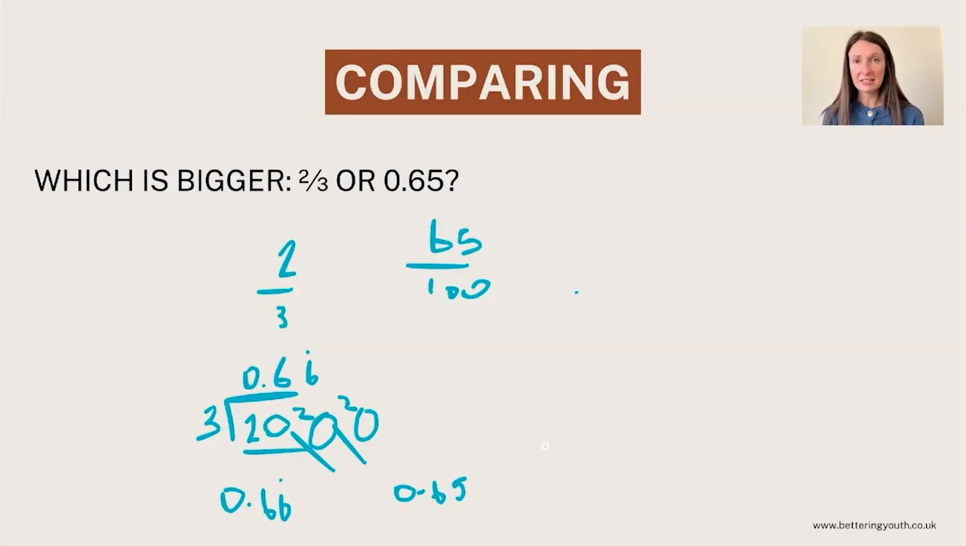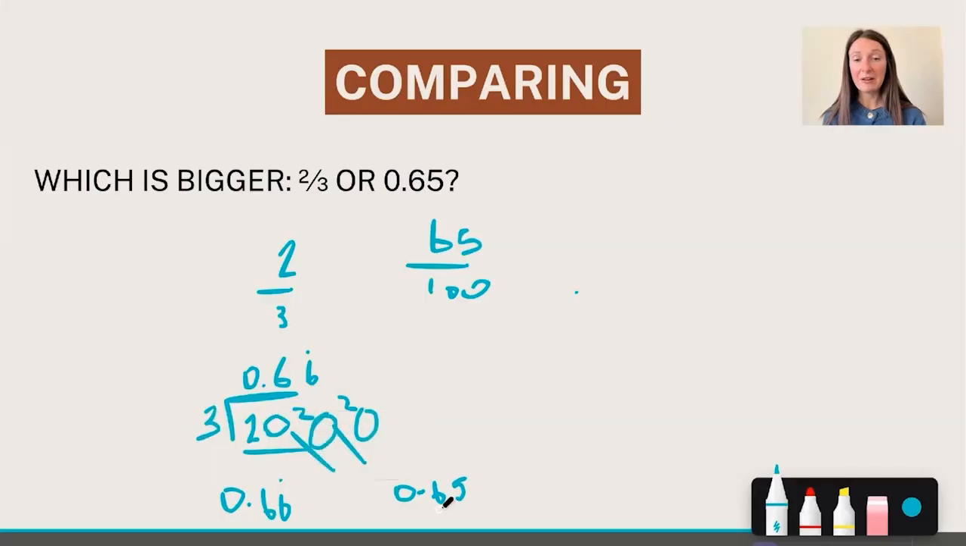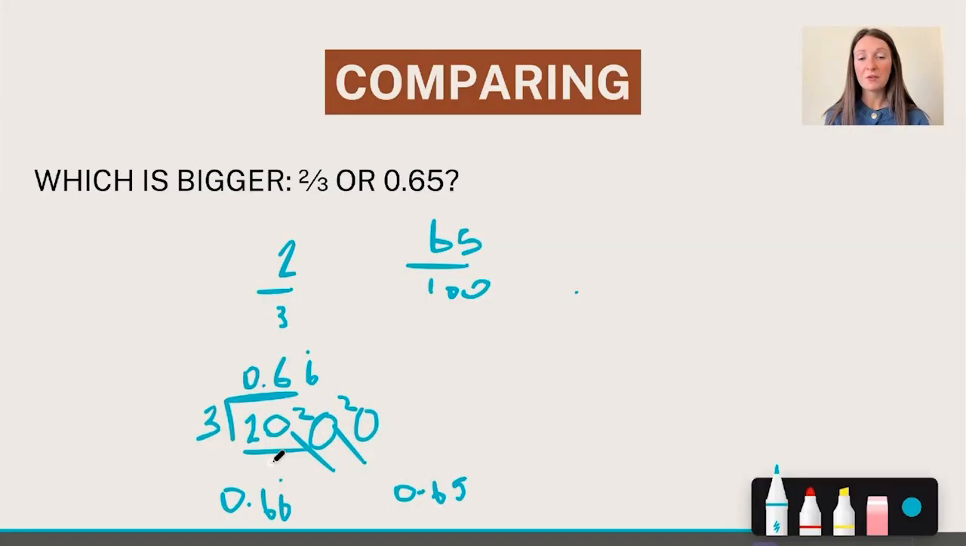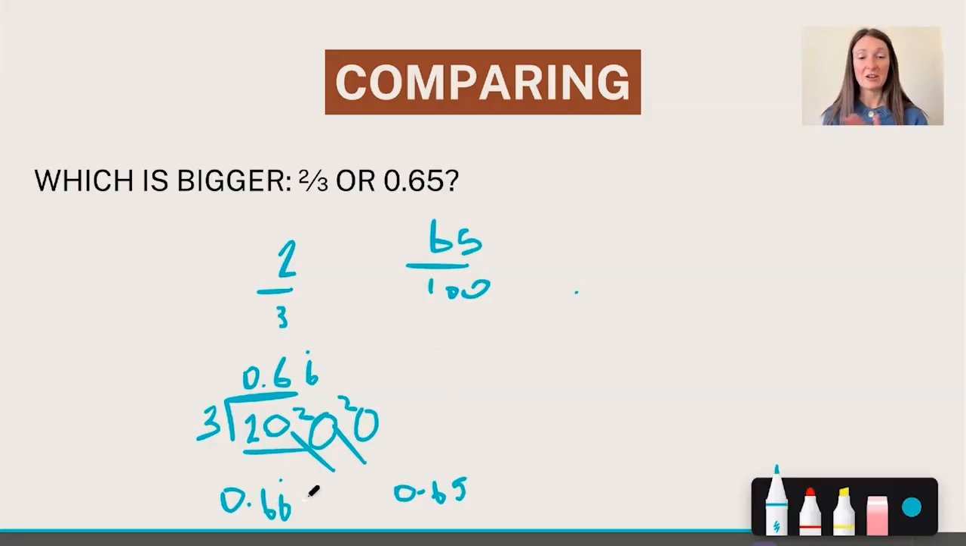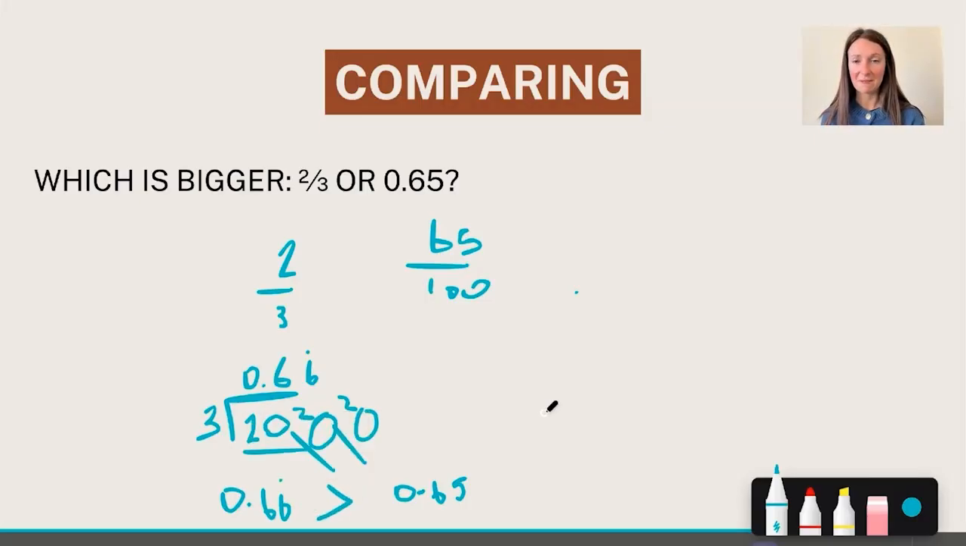So the one closest to the decimal, we look at that one first, our tenths column. So both of them have a 6. However, when we look at the hundredths column, we can see that 2 over 3 has the decimal 0.66. It has a 6 in that space, whereas our decimal was 0.65. So we can see that 0.66 is in fact greater than 0.65.